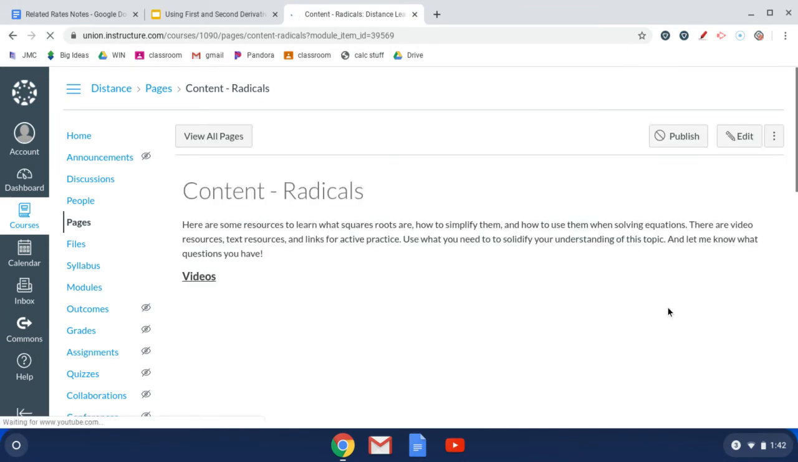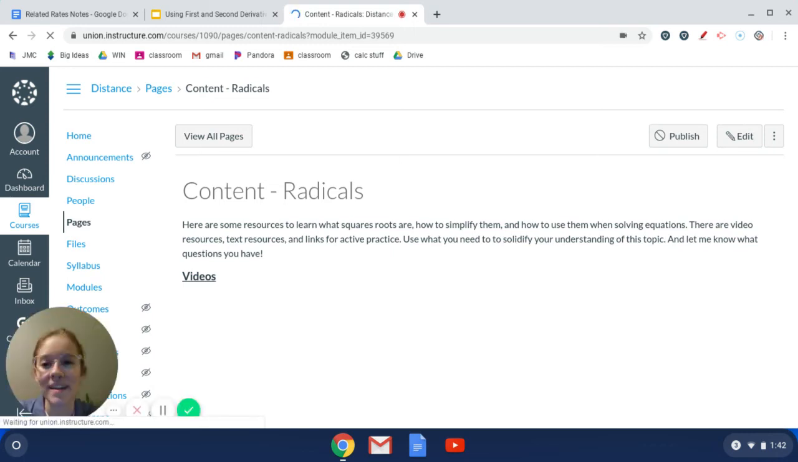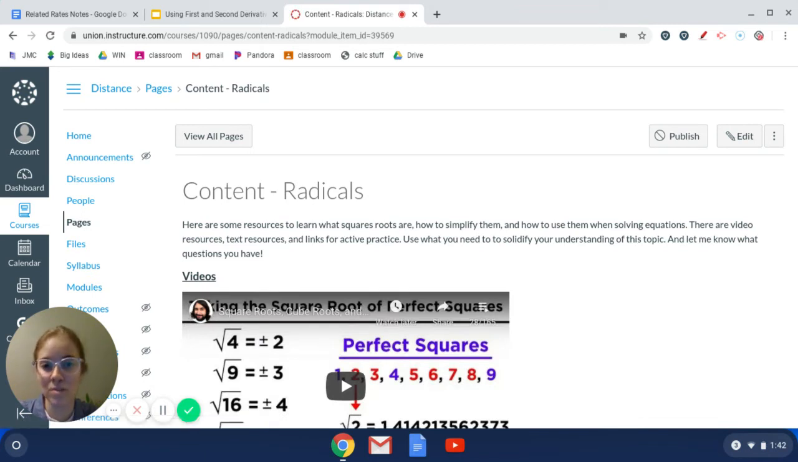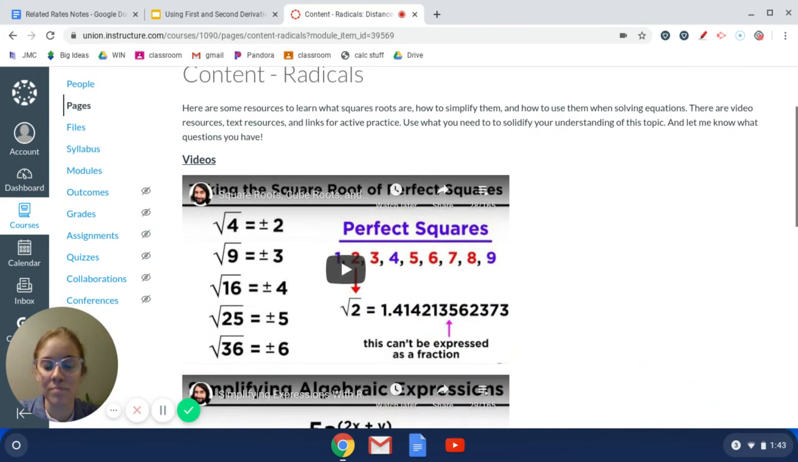Next, this is a good time to review radicals, so square roots, and how to simplify them, because the Pythagorean theorem deals a lot with squares and square roots. This is just a page to refresh you on that content. This is a time where you can just use whatever resources you need. I have a lot here. Just do what you need.